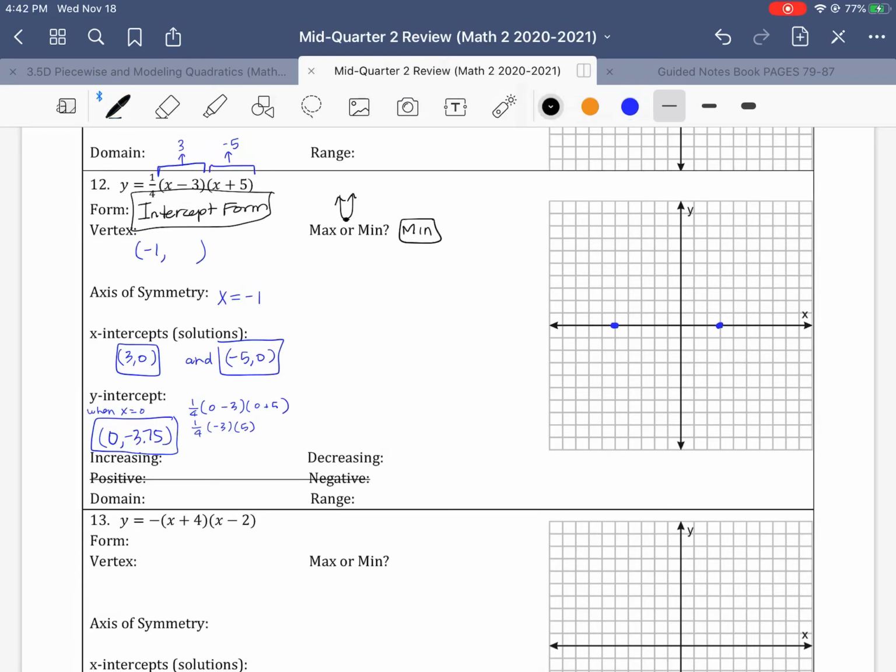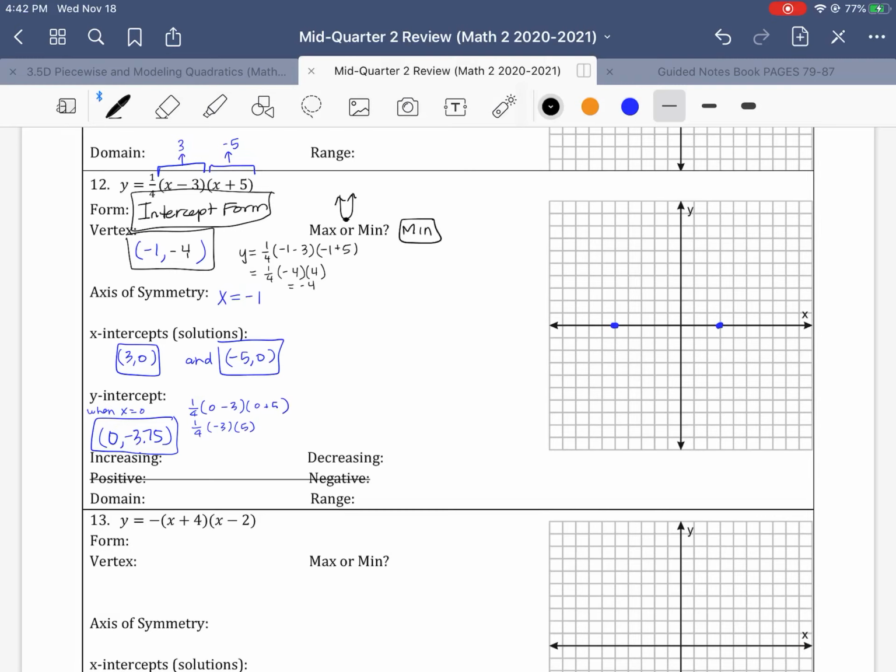We know that -1 is the x value of our vertex. If I want to find the y value, again, you just plug in an x. So if I ever want to know what the y value is, I just plug -1 in where the x is into the original equation. So -1 minus 3 and -1 plus 5. So this would be 1/4. Again, you can just plug that whole thing into your calculator. So essentially 1/4 of -16. We're looking at -4 as the y value of our vertex. Okay.